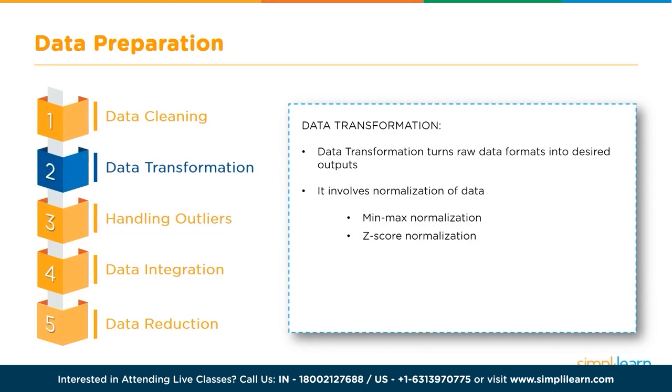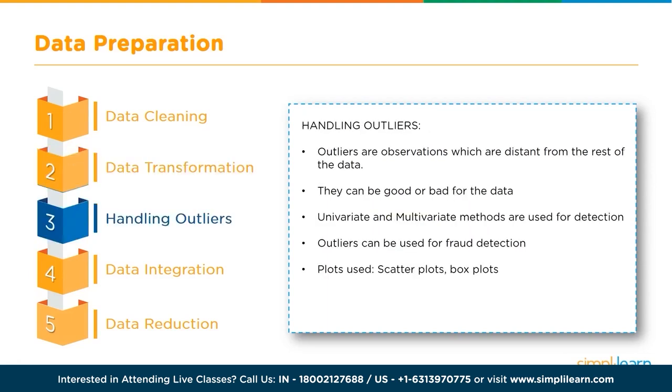So, or you could probably have to modify categorical values into numerical values and so on and so forth. So these are transformational activities. Then we may have to handle outliers.